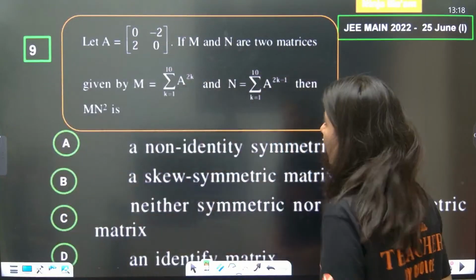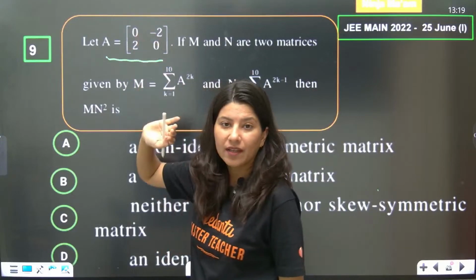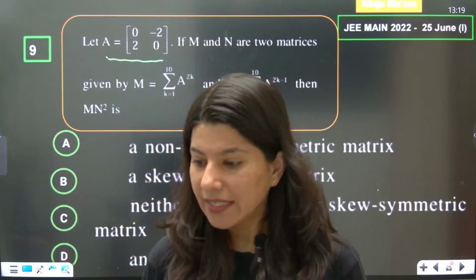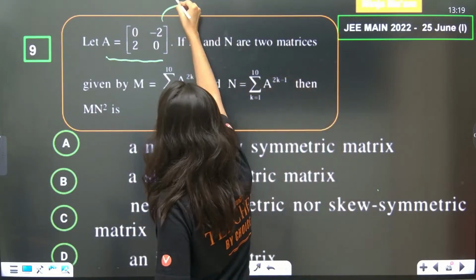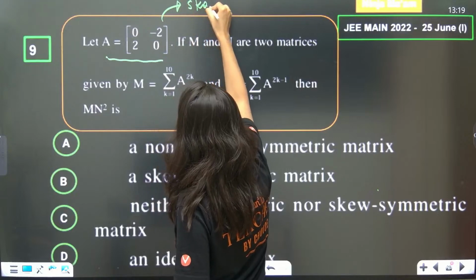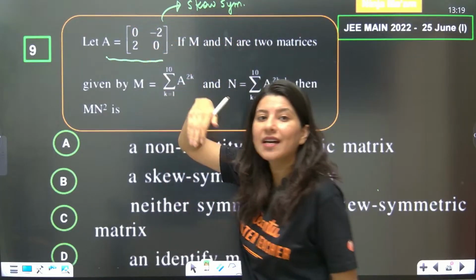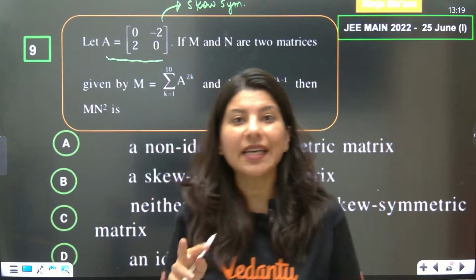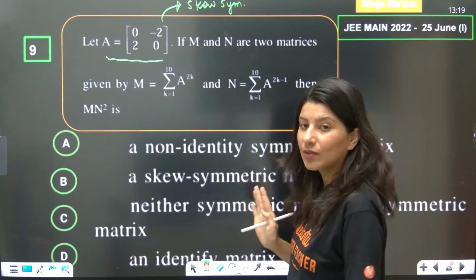All right. Now, let A be this. This is your A. Can anybody tell me what kind of matrix A is? Is it symmetric or skew symmetric? Clearly, A is a skew symmetric matrix. What is a skew symmetric matrix? Remember, the diagonal elements are 0 and the conjugate elements are equal but opposite in sign. So A is skew symmetric.